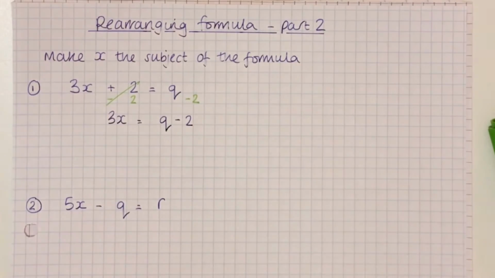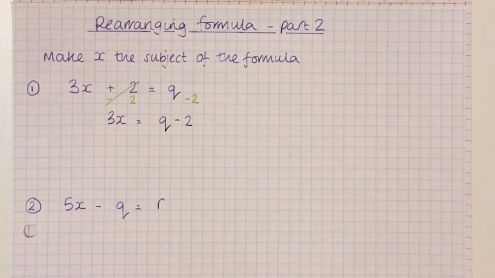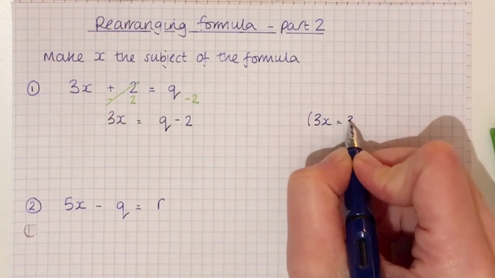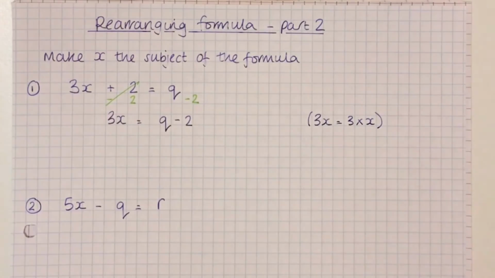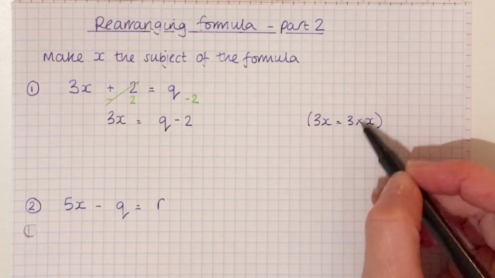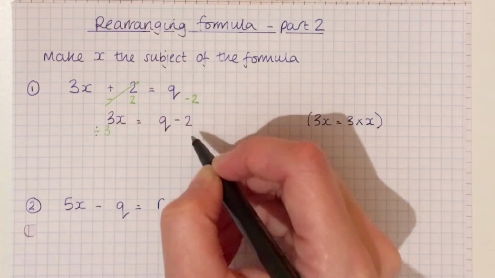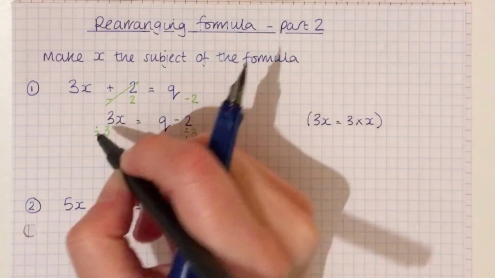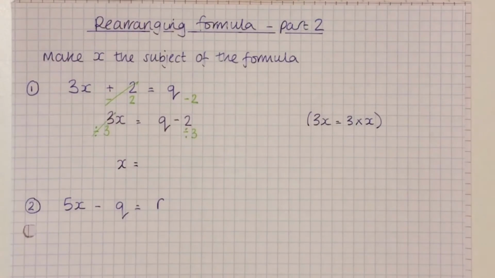The last part, to get x on its own, we have to get rid of the 3 from the x. Remember that 3x equals 3 times x. So to get rid of the times by 3, we divide by 3. Divide each side by 3. This part disappears, so I'm left with x, which is what I want. And what I've got now is q take away 2 divided by 3.